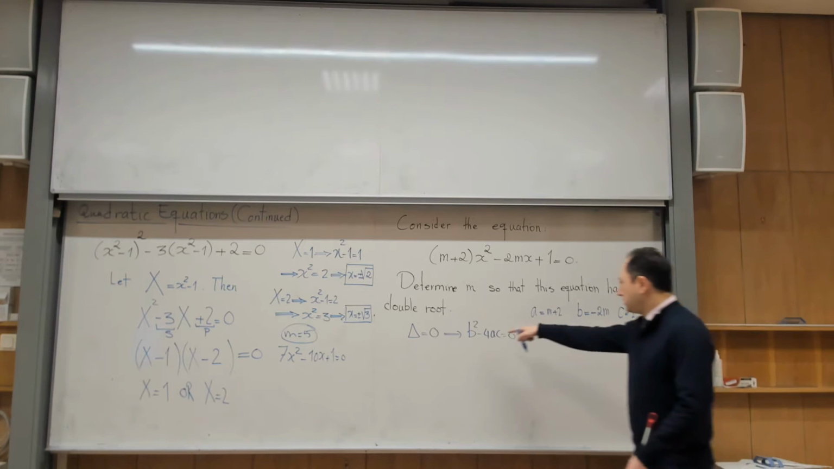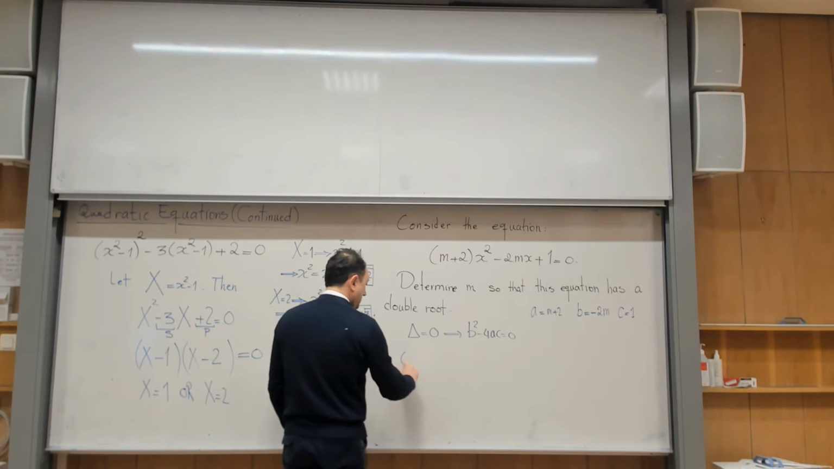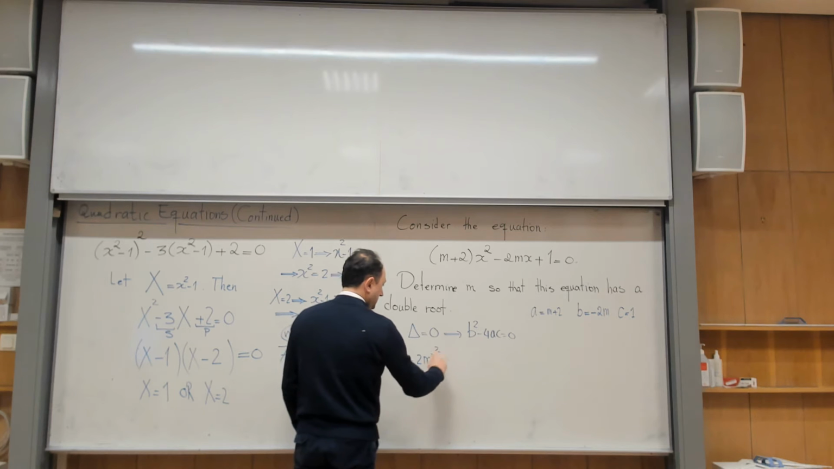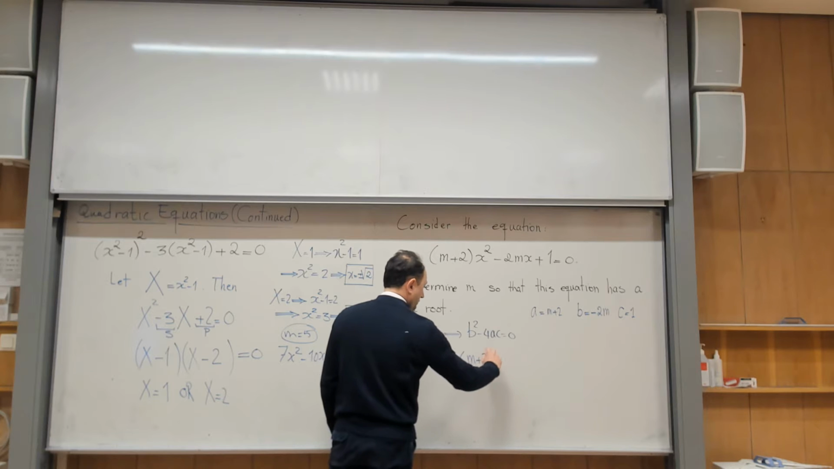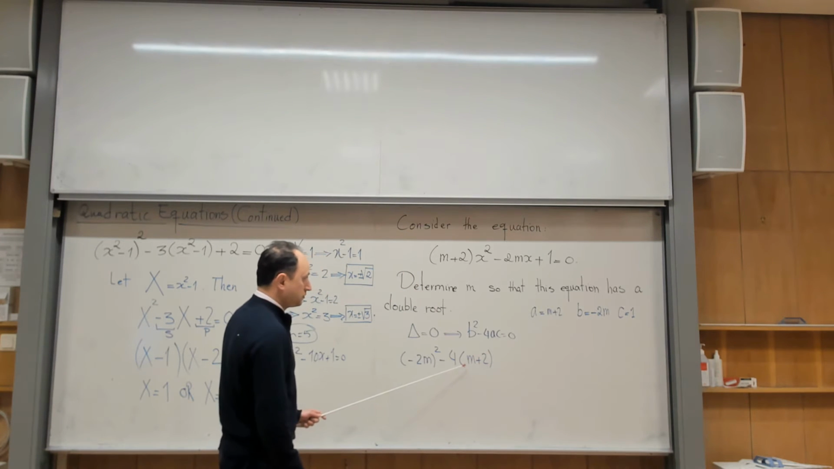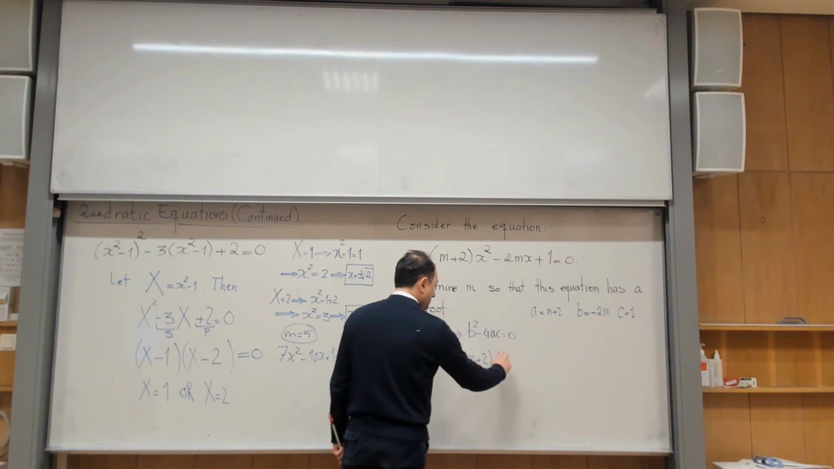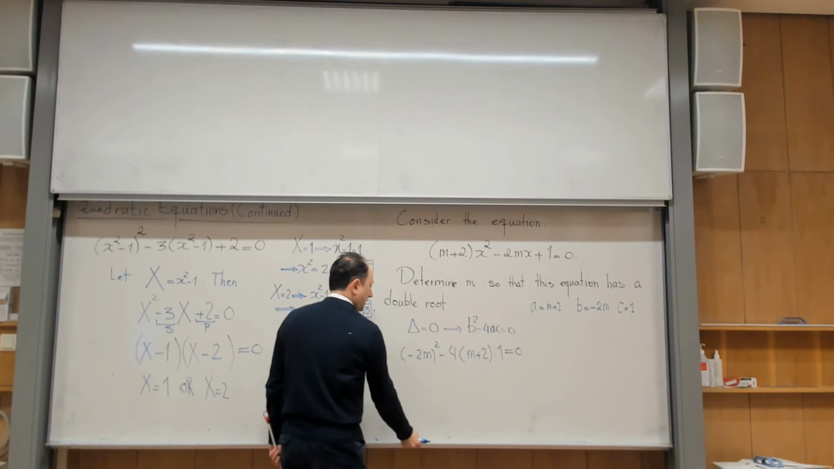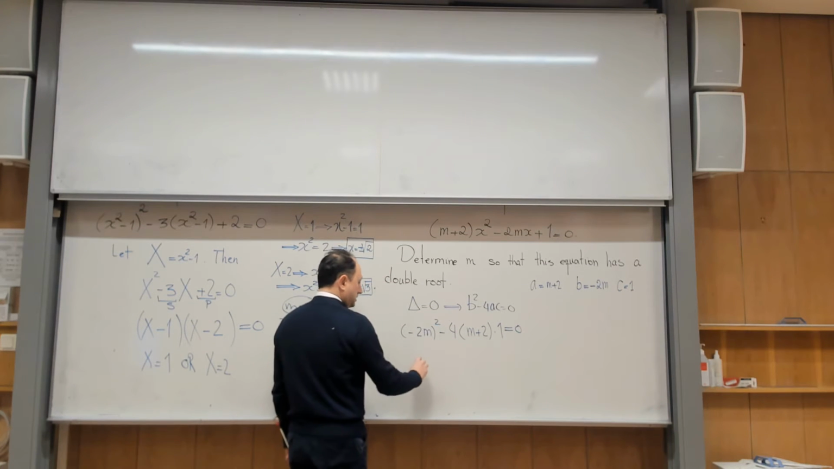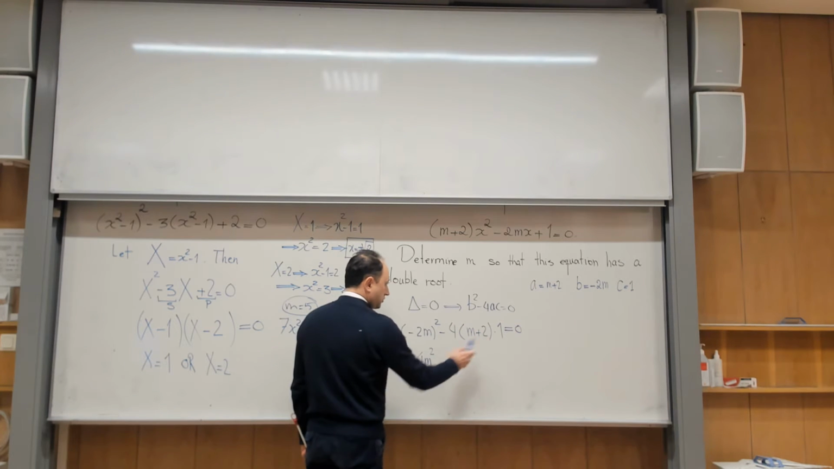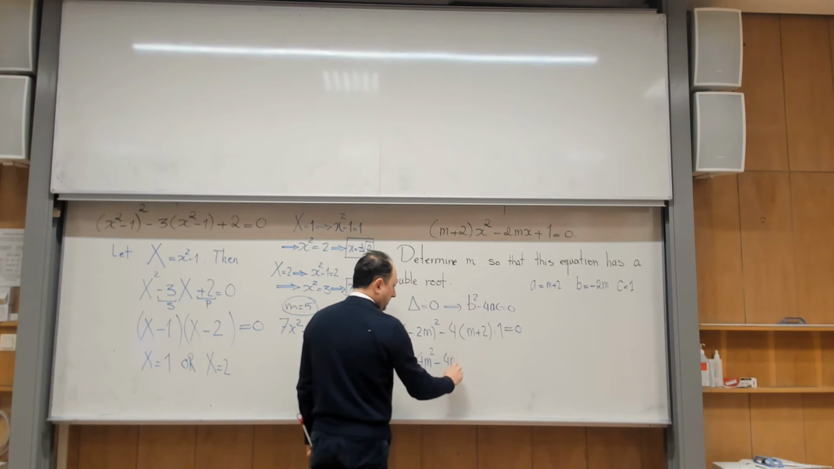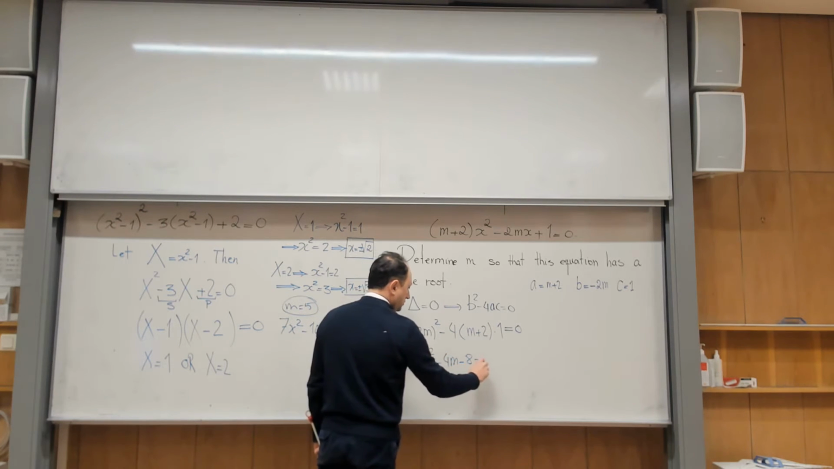So I put them in this equation: minus 2m squared minus 4 times a, but you have to be careful. Here you're doing algebra, so you have to put them in brackets, and then multiplied by c, which is 1. This is supposed to be 0. But minus 2m squared is nothing except 4m squared. And then I multiply minus 4 by m plus 2 and by 1, it becomes minus 4m minus 8 equals 0.